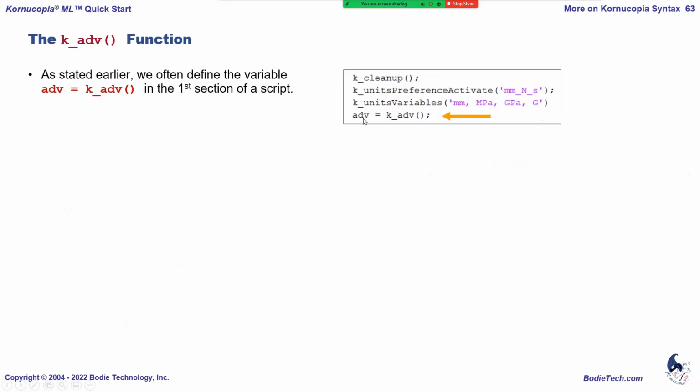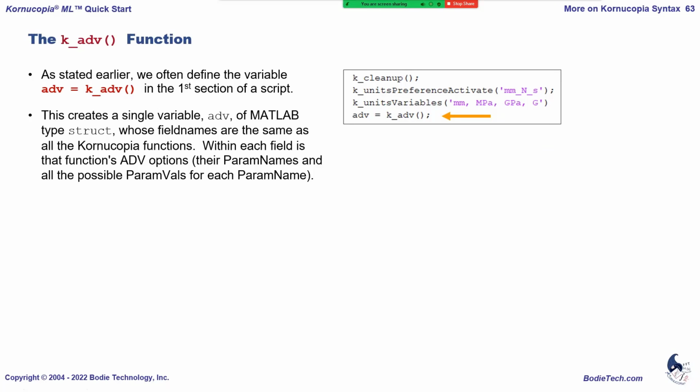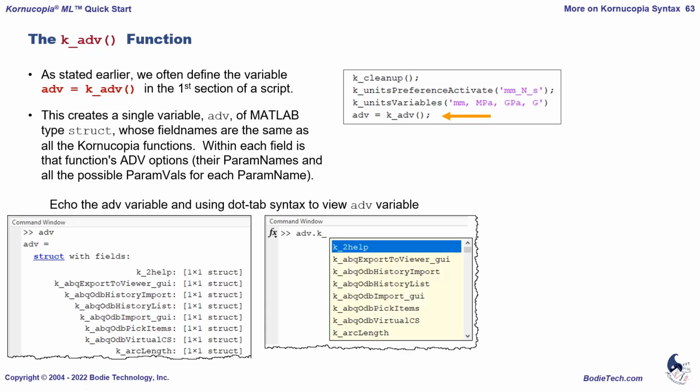I had previously said we have this ADV function, which we would typically set to this variable ADV. And you would generally put this at the beginning of your script. The reason you do that is this is going to generate a very handy variable that's of a structure type whose field names are all Kornucopia function names. And as we further go into the fields, you'll get all the advanced options and all the advanced possible settings.